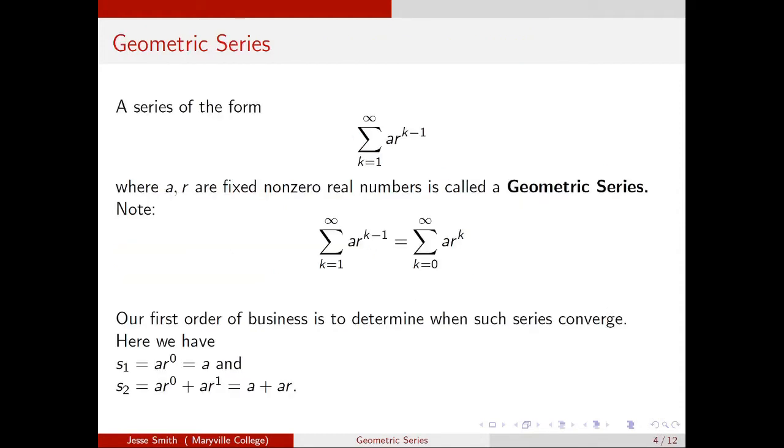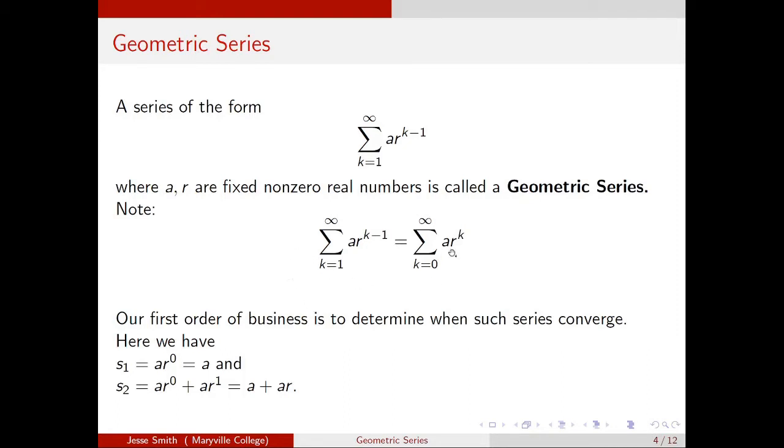A geometric series is a series of the form k equals 1 to infinity, a r to the k minus 1, where a and r are both fixed non-zero real numbers. By rearranging the terms slightly, I can also express the geometric series in a more common notation, k equals 0 to infinity, a r to the k, as you see expressed here.